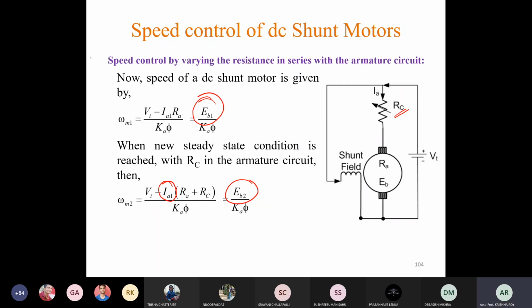Now observing this expression and this expression, we can compare EB1 and EB2. So tell me which one is greater? EB1 is greater. Therefore, since EB1 is greater than EB2, obviously omega m1 is greater than omega m2. That means by changing the value of RC, we can change the speed of this motor.